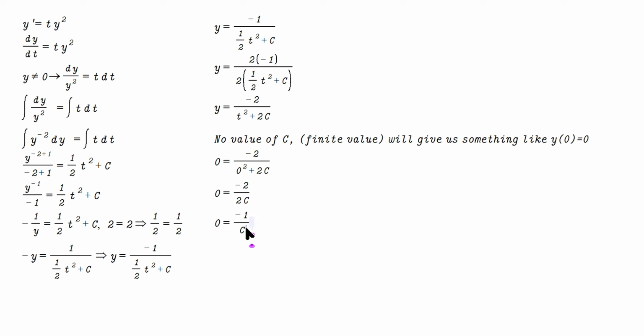Let me stress, why is this present? Because back here, everything that we did relied on remembering that at this step right here, dy over y squared, y is not equal to 0. Just keep that in mind.